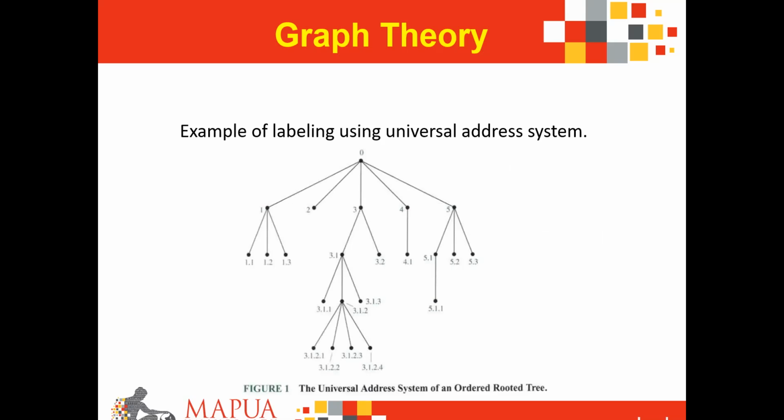This common labeling system is actually found in the table of contents of your textbooks, where you will see that your textbook is grouped into different chapters, and each chapter has its own subchapters, which are labeled 1.1, 1.2, 1.3, etc.